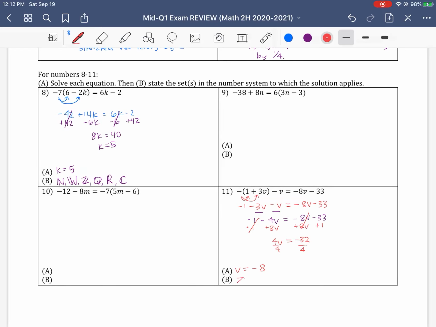Now it's a negative value, so again, these ones start in the integers, who belong to the rational, belongs to the real, and finally, again, the complex.